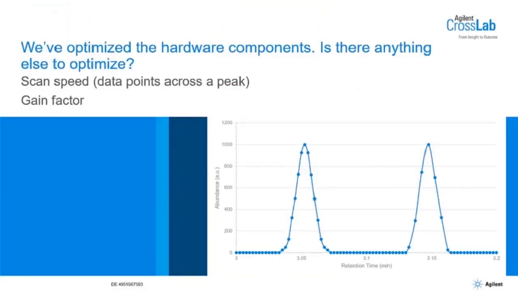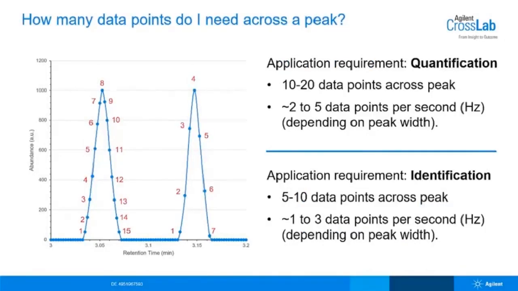Moving further into the mass spectrometer details, we're going to talk about matching scan speed and gain factor to your analysis, and how we can use gain factor in diagnosing some potential mass spec problems. A question that can come up often is, what scan speed should I use for my analysis? And that answer depends on what your application requires: peak identification or quantification.